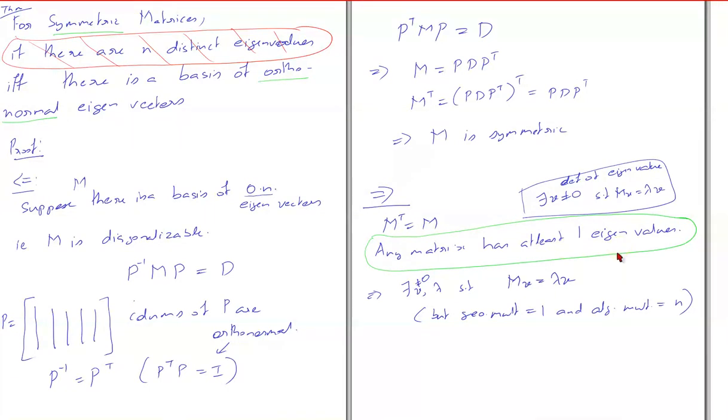Sir, but there should be a constraint now, right? Because M is a symmetric matrix and it always has real eigenvalues. So there should be a constraint on eigenvalue being a real number. We can't just consider it in the complex plane, right?